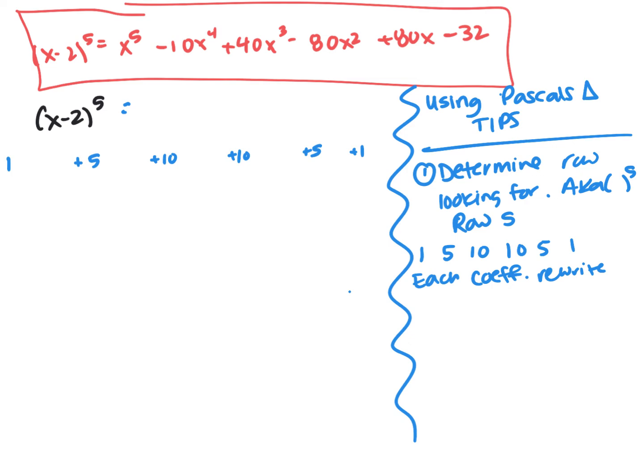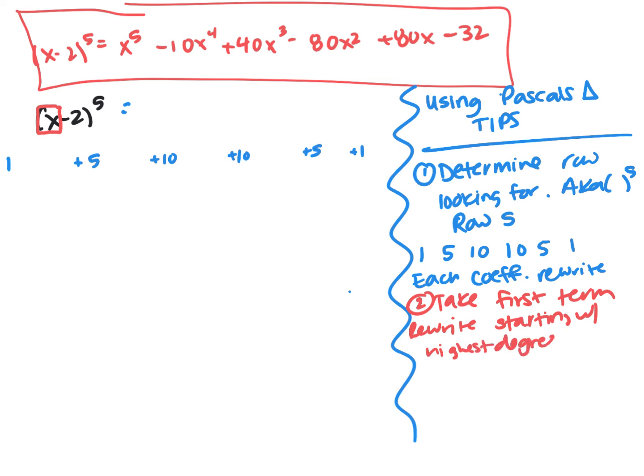Leave some space. Then we're going to take each piece, just like Pascal thought about it as part A and part B inside. I'm going to take the first term of the binomial and rewrite it with each of those coefficients, starting with the highest degree. And a little note to you: use parentheses. So I'm going to have x to the 5th, and then I'm going to descend: x to the 4th, x to the 3rd, x squared, x to the 1st, x to the power of 0.